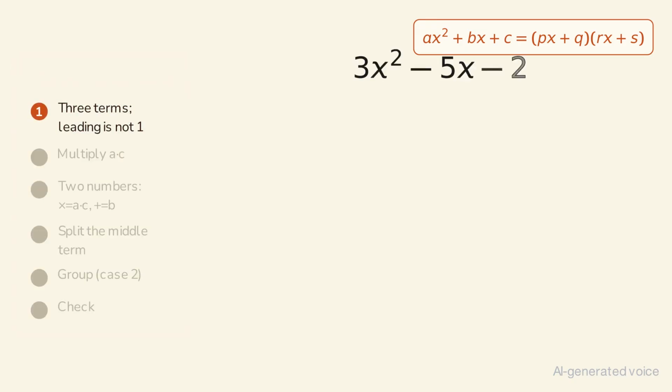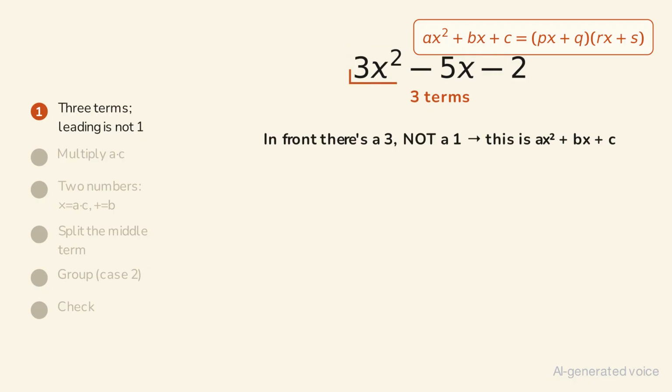We'll factor 3x squared minus 5x minus 2. Again we count. This polynomial has 3 terms: 3x squared, minus 5x, and minus 2. But look at the difference from the previous case. In front, multiplying x squared, there's no longer a 1, there's a 3.